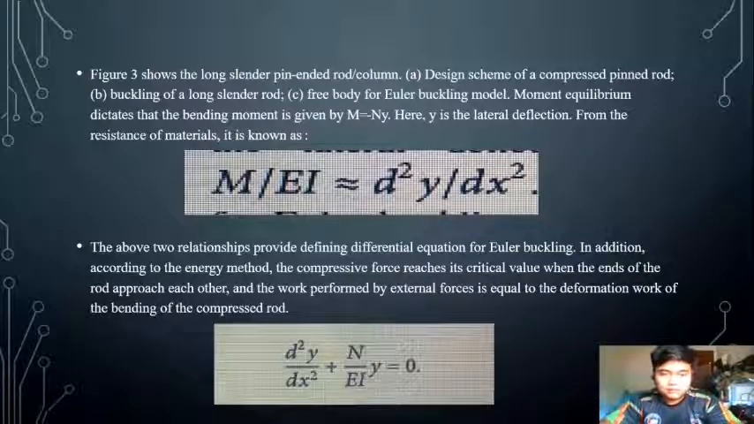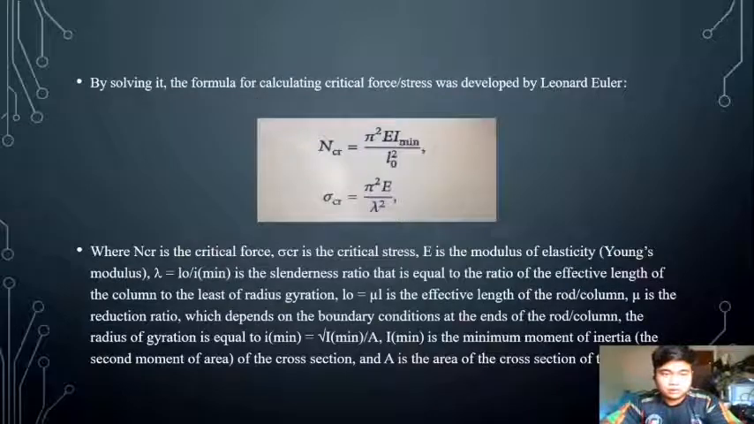The above two relationships provide defining differential equation for Euler buckling. In addition, according to the Nagy method, the compressive force reaches its critical value when the end of the rod approach each other, and the work performed by external forces is equal to the deformation work of the bending of the compressed rod.